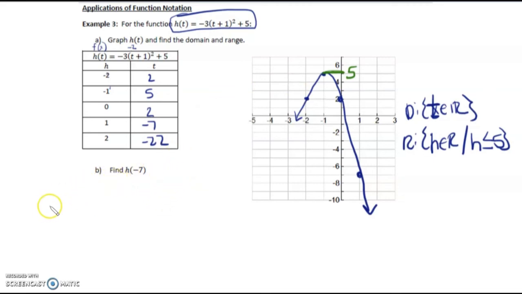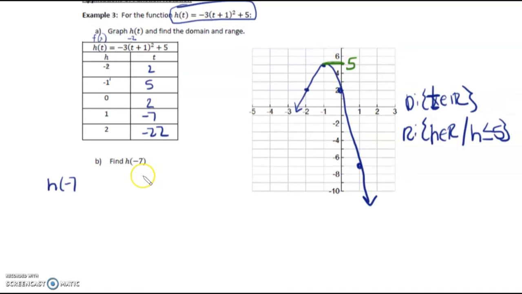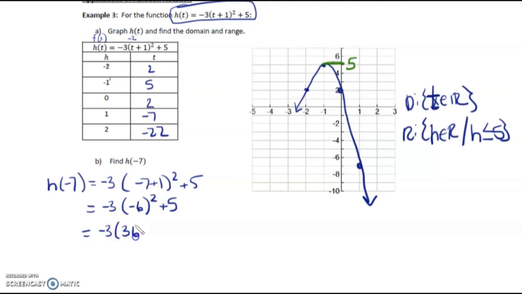Now part B, this question wants us to find h at -7. So let's just go ahead and sub that in. -3(-7 plus 1) squared plus 5. So -7 plus 1 is -6. When we square that, we get 36. And then times -3 plus 5, we get -103. That gives us a coordinate, -7, -103.